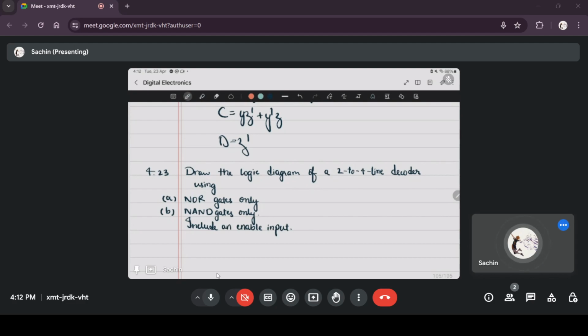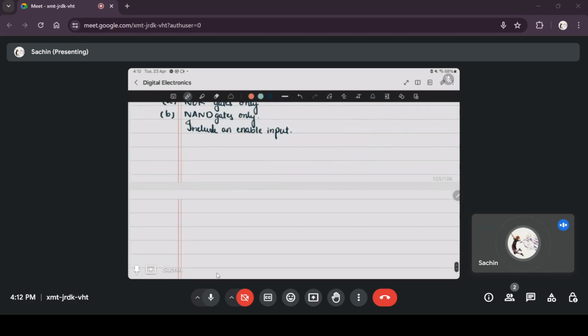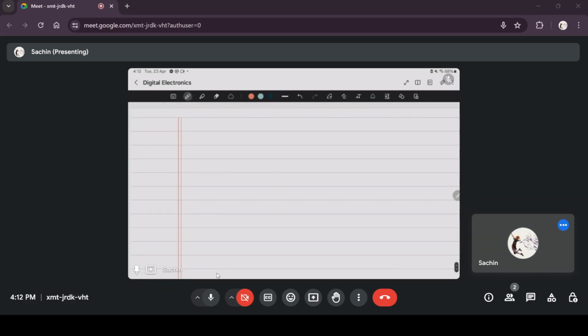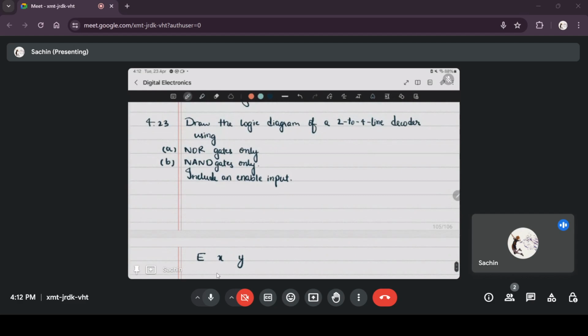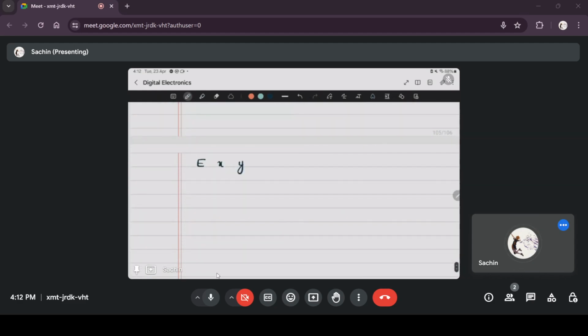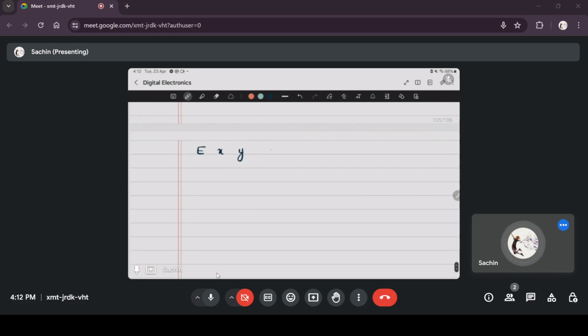First, we write down the truth table of the circuit that we want to implement. There is an enable input and two inputs. They are asking for a 2 to 4 line decoder. That means there are two inputs and four outputs. Let's call the four outputs D3, D2, D1, D0.